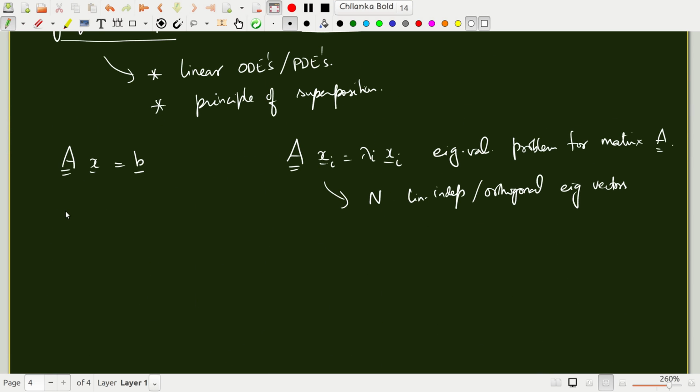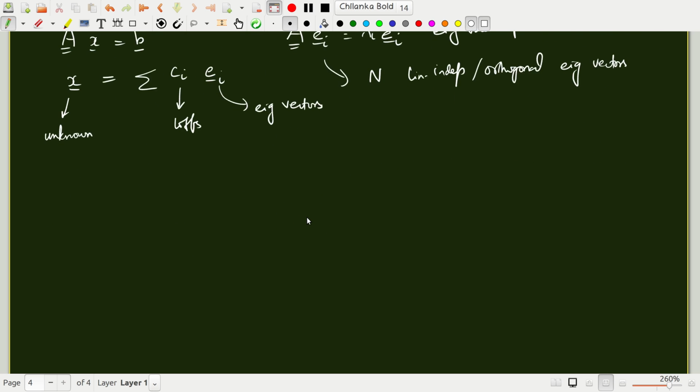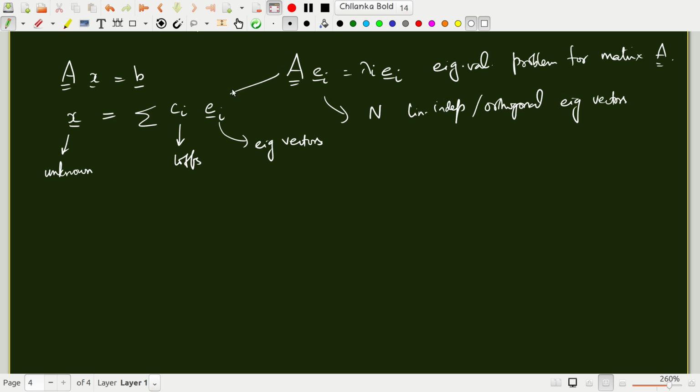Okay, so now if you have n linearly independent or orthogonal eigenvectors, I can expand the unknown solution vector in terms of the eigenfunctions. Let's change the notation slightly. Let's take the eigenfunctions as Ei, okay, where these Ci are the coefficients of expansion. Okay, these are the eigenvectors of this problem, of the eigenvalue problem for A. Okay, so this is i going from 1 to n.